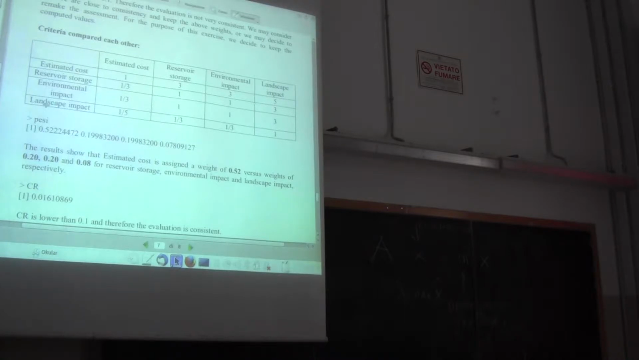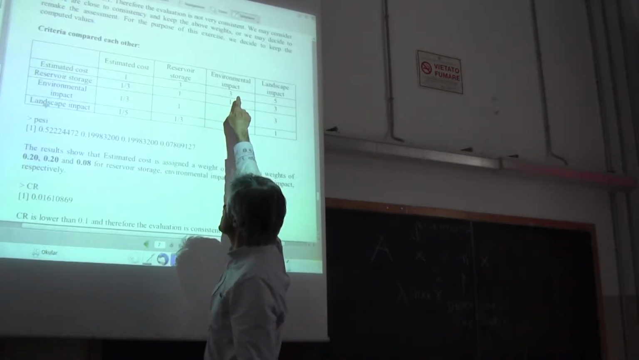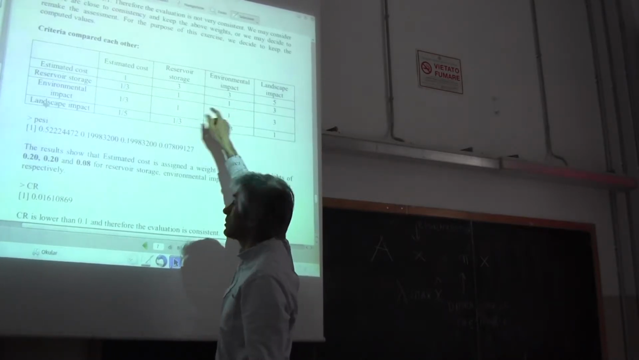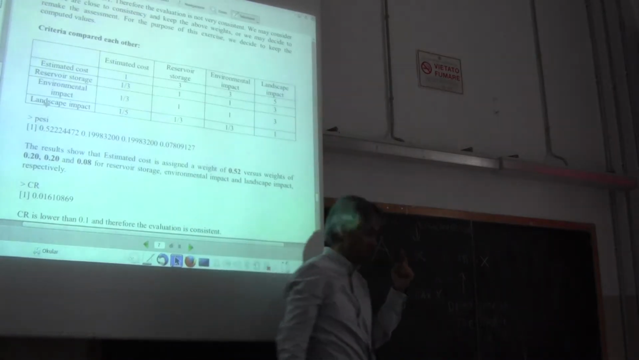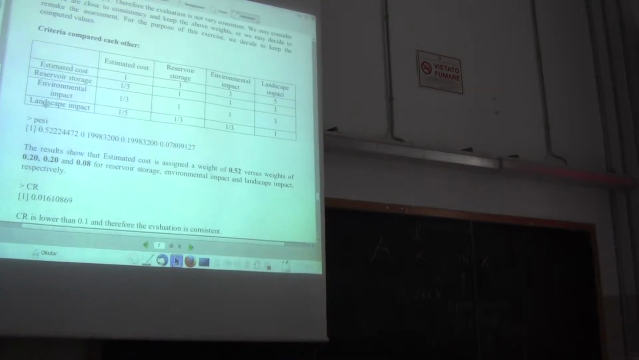This comes from the previous evaluation, where I gave the same ranking to the estimated cost with respect to storage and environmental impact. Therefore, in the first row, I put storage and environmental impact at the same level, and the consequence is that when I compute the importance of storage with respect to environmental impact, I have to put 1. And then there is the evaluation of the importance of storage with respect to landscape impact. Let's put 3 there. And it's more important.